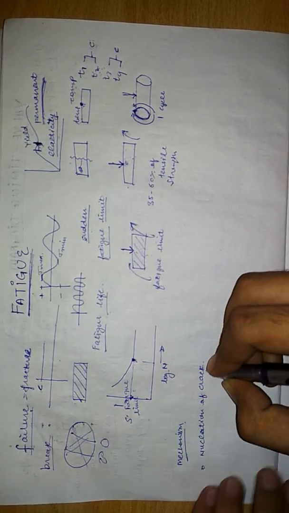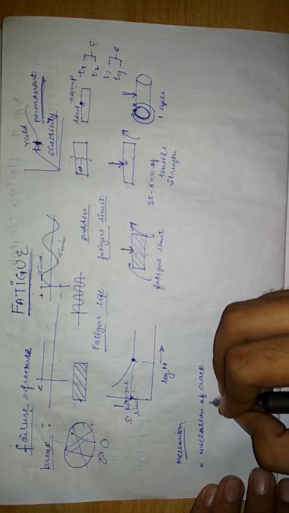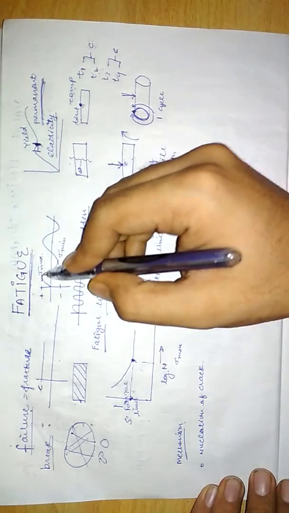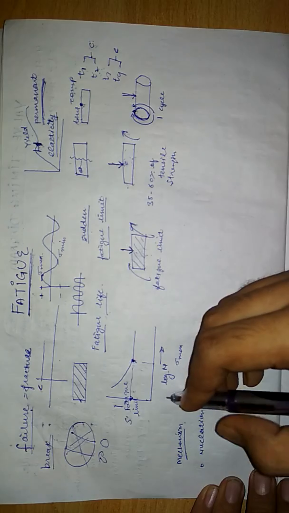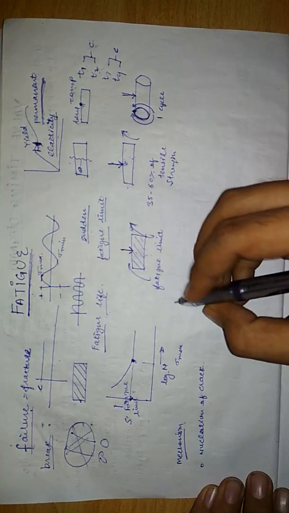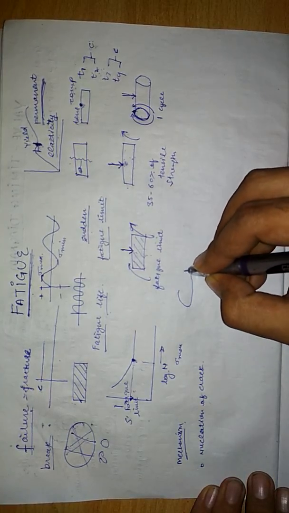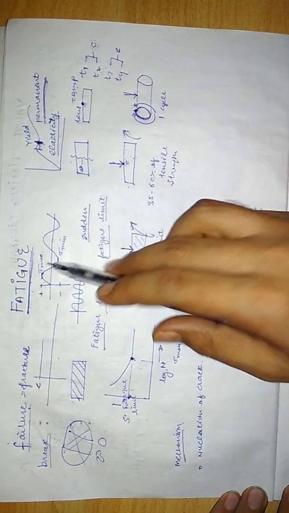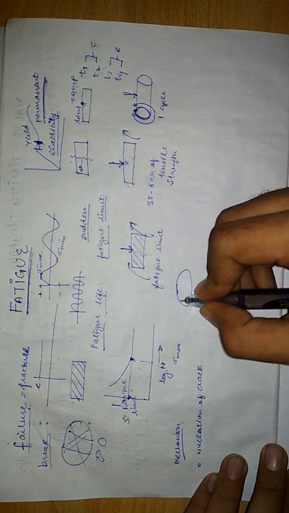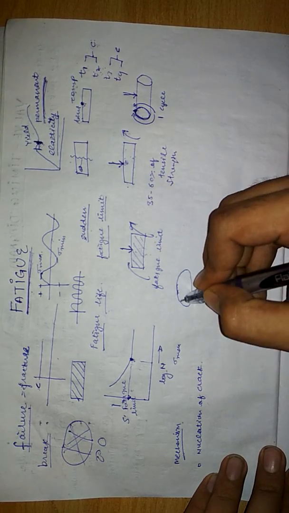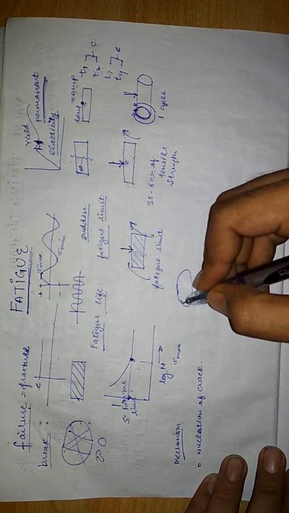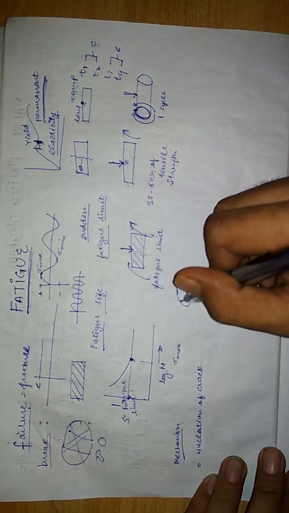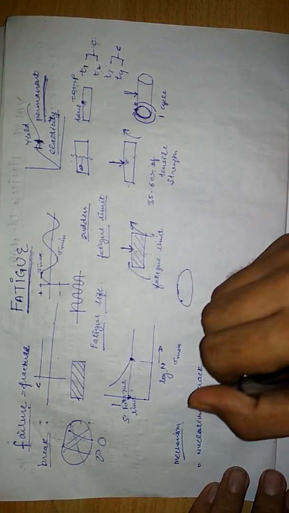What happens in this nucleation of crack? Nucleation is caused when maximum stress, sigma max, fluctuates between tension and compression in a material. Suppose this is some material, and when this maximum stress fluctuates at a point between compression and tension, that is, the same point is applied with compression and tension, or cyclic loading is applied on this point, then this nucleation of crack takes place.